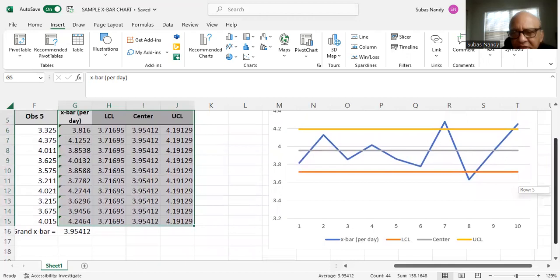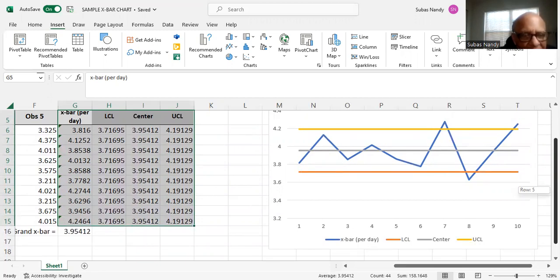You notice 1, 2, 3, 4, 5, 6. On the 6th day, the blue line, that is the X bar of that day, went above the upper control limit. Okay, and so forth. And then also you see another point which is below the lower control limit. This is the X bar for one particular day. Okay, and it went below.